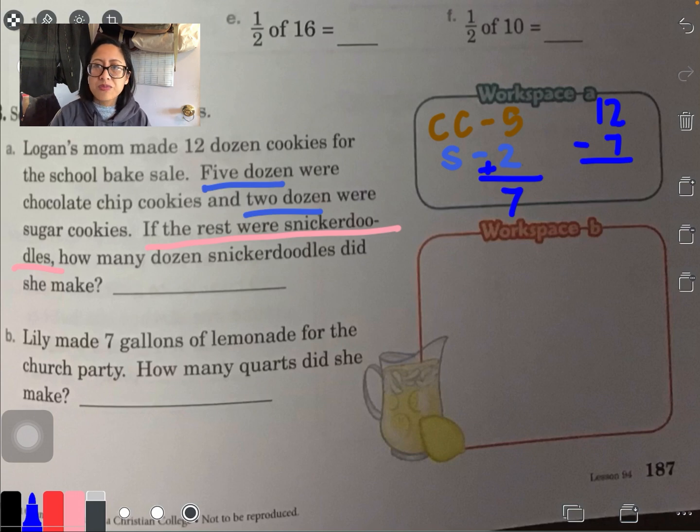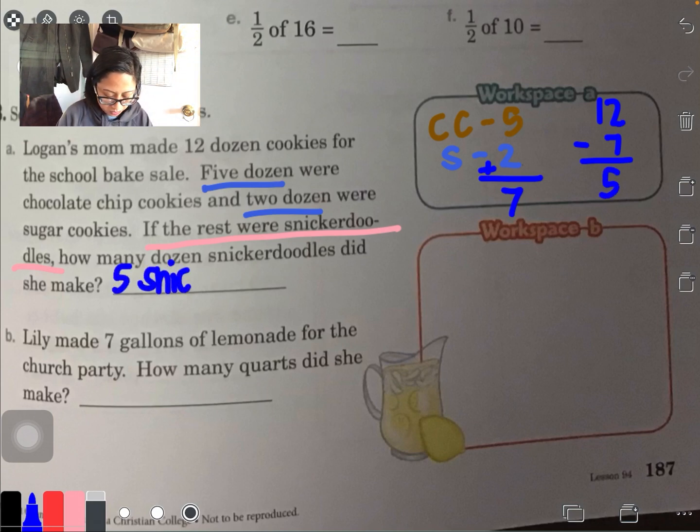Okay. So what's 12 take away 7? If you want to see it, here's 7. I'm going to count down by 12. 12, 11, 10, 9, 8, 7, 6, 5. So she made 5 snickerdoodles. Almost forgot how to spell snickerdoodles.